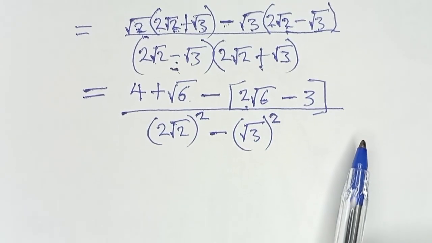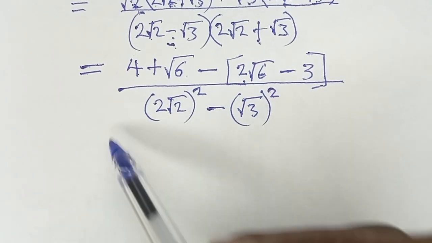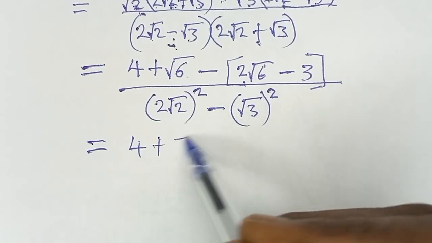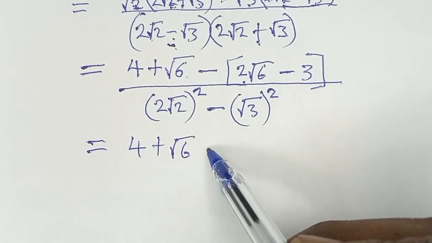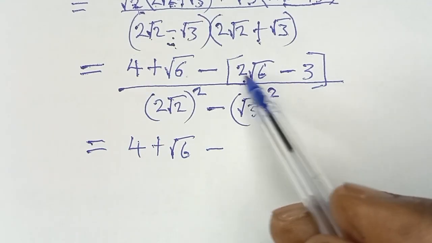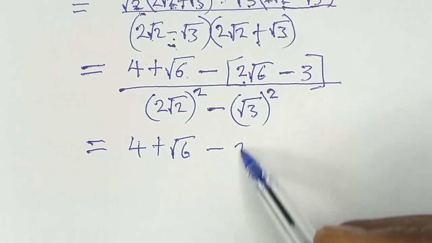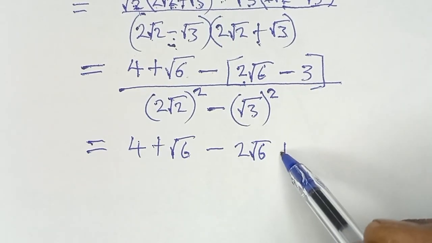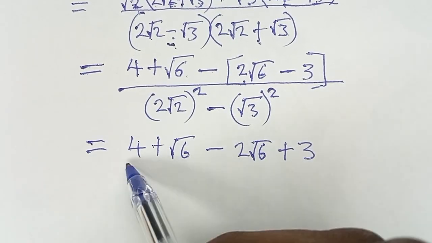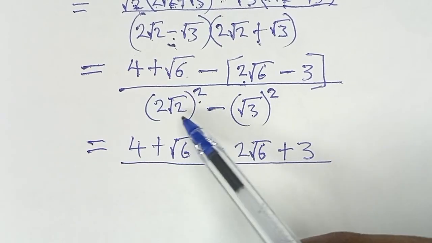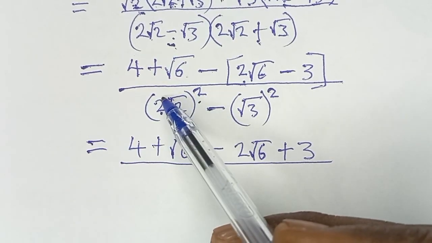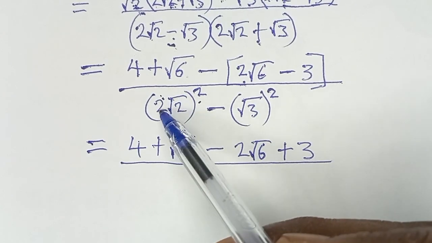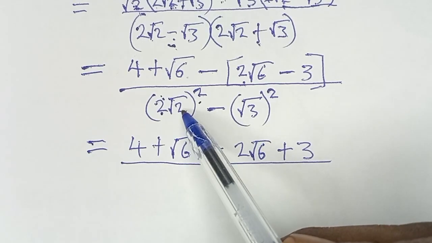So now the next thing for us to do is to simplify further. So I'll say is equal to 4 plus root 6, then minus, this negative sign affects everything inside this bracket. So minus 2 root 6, and then negative multiplied by negative become positive. So plus 3. And then all over, when we square this, 2 square, don't forget this square affects the 2 here. So it becomes 2 square and then root 2 square. So 2 square is 4 and root 2 square is 2.